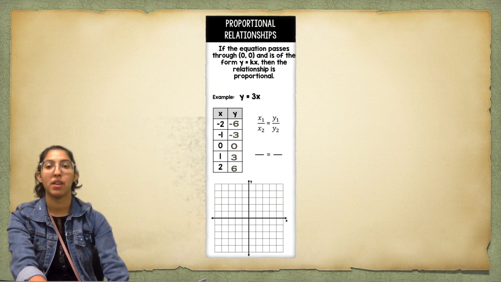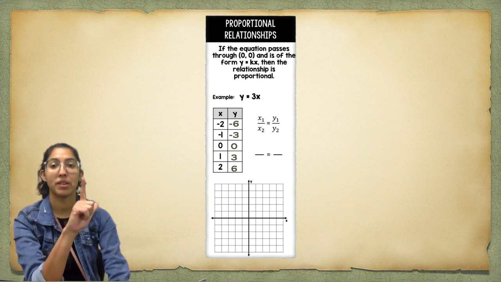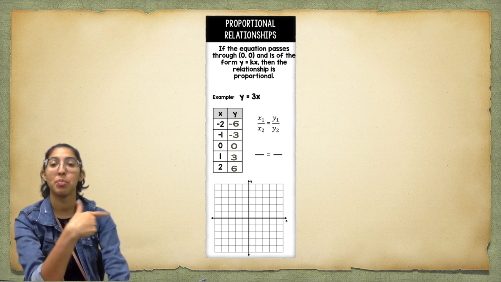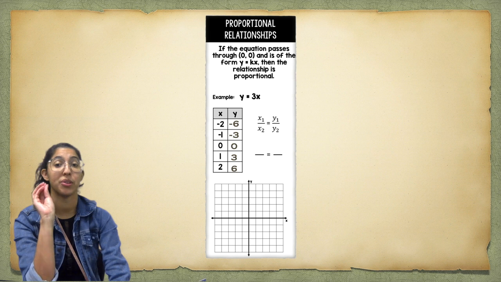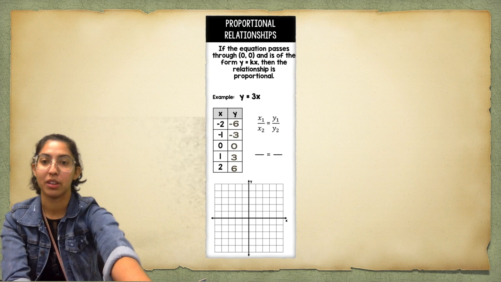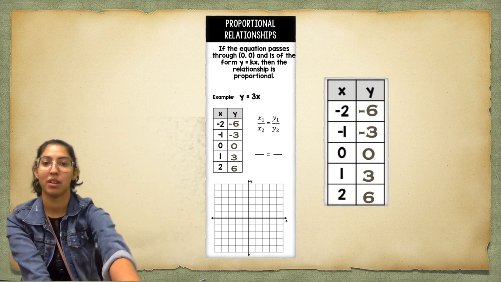Proportional relationships. If the equation passes through (0, 0) and is in the form y equals kx, then the relationship is proportional. So if we look at this example, y equals 3x, that would be a proportional relationship as far as equations go because you're not adding or subtracting anything, which tells us that we go through the origin. What we're really going to do is take this table and make it bigger and go through.